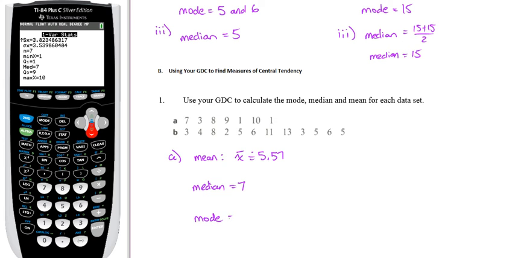Now the calculator doesn't tell you the mode, so you just have to do that by eye. So when I look at this data set, the most frequent value is the 1. There are two values that are equal to 1, so that's the mode.